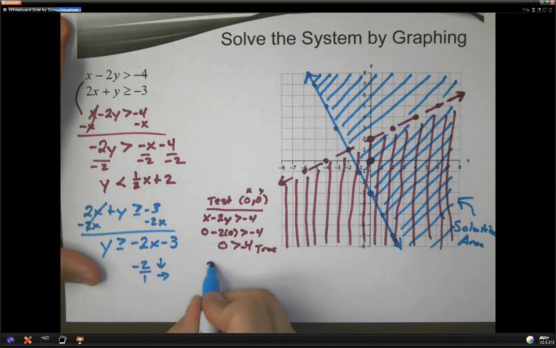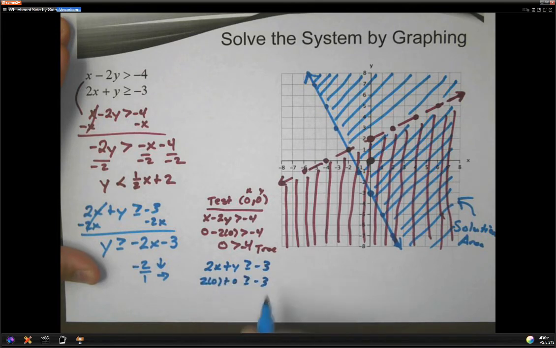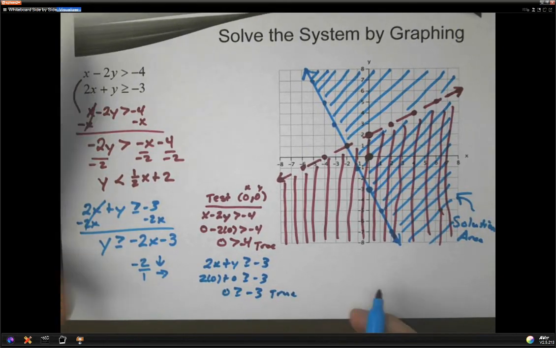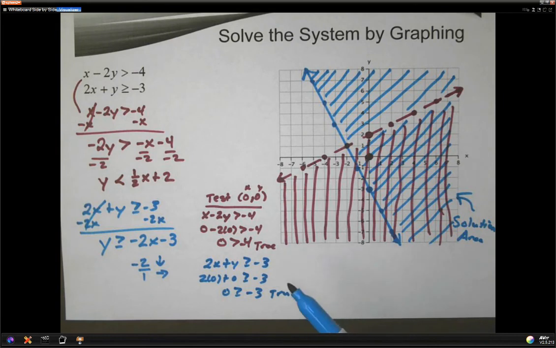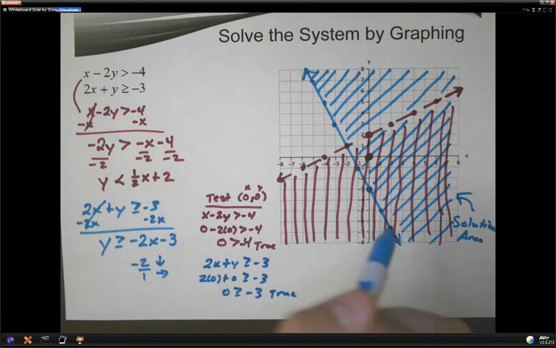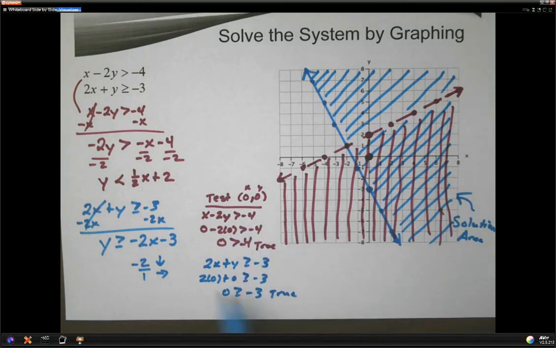So I'm taking 2x plus y is greater than or equal to negative 3. I'm plugging in 0 for both x and y. Again, 0 plus 0 is going to be 0, and in this case, it also makes it true. So it made it true for both of my inequalities, so then I know I truly have the correct solution area. So this is how you can test if you're doing it right or not, right?